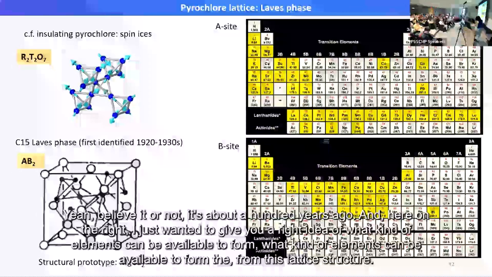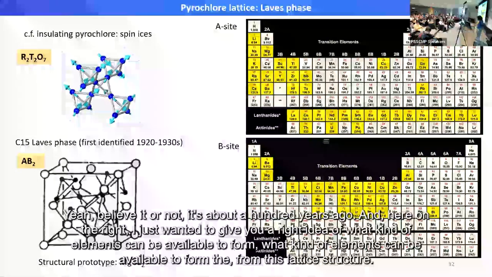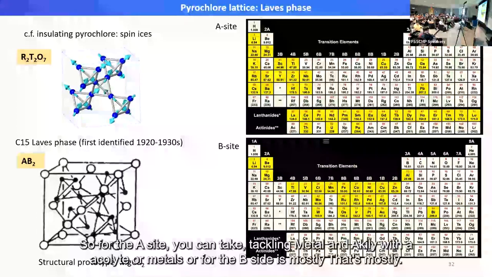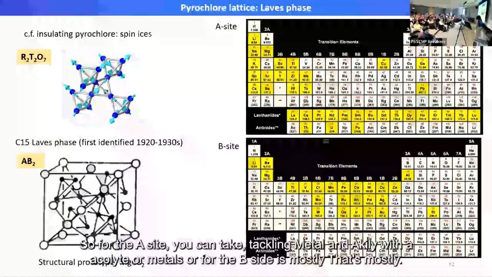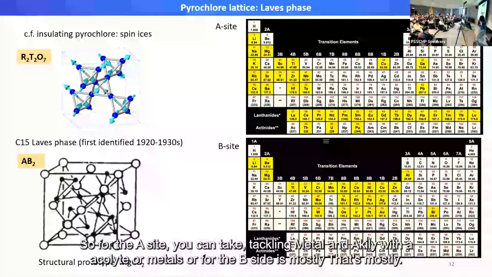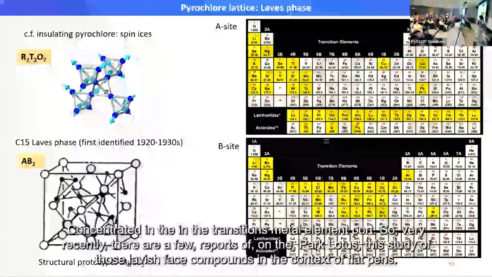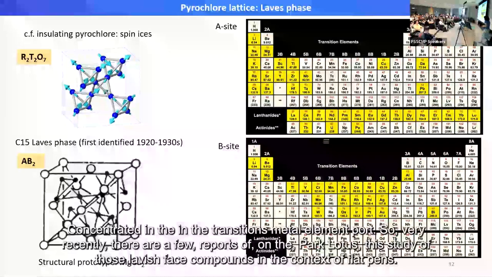And here on the right, I just wanted to give you a rough idea of what kind of elements can be available to form this lattice structure. For the A site, you can take the rare earth and the alkali metal and alkaline earth metals. But for the B site, it's mostly concentrated in the transition metal element part.